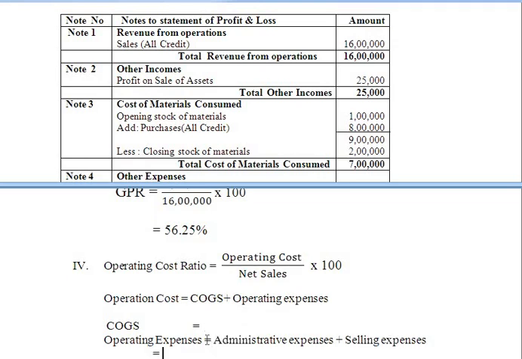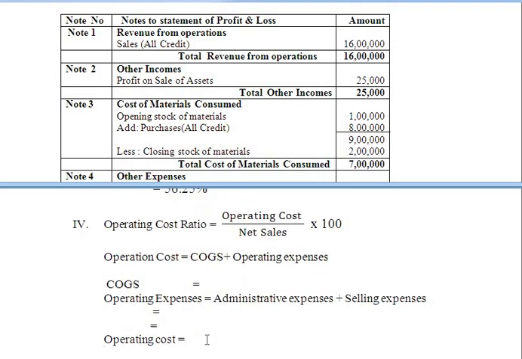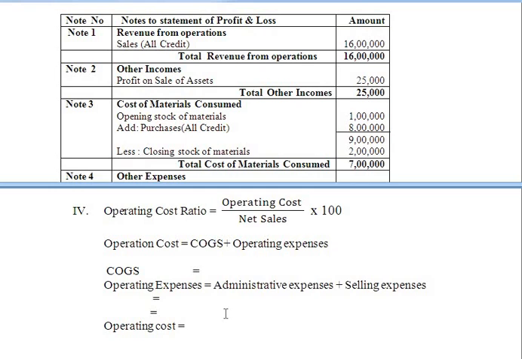So after gross profit, next one is operating cost ratio. So what is the formula of operating cost ratio? Operating cost ratio is equal to operating cost divided by net sales into 100. Operating cost is nothing but the total of cost of goods sold plus operating expenses. Now we know the amount of cost of goods sold.